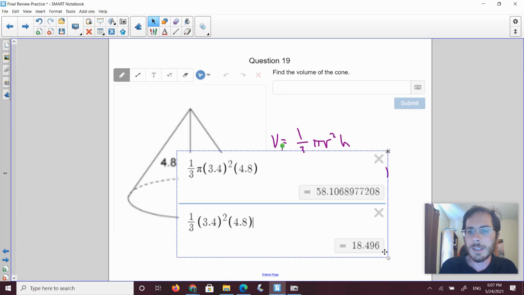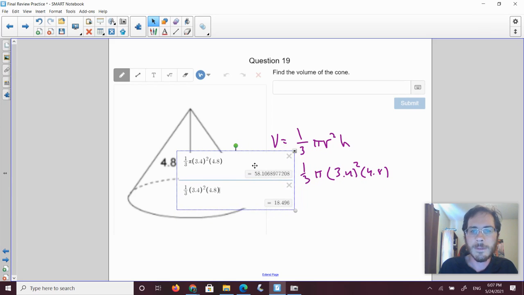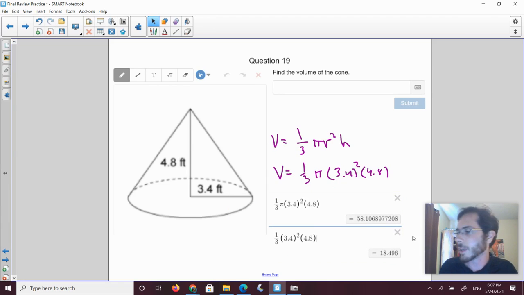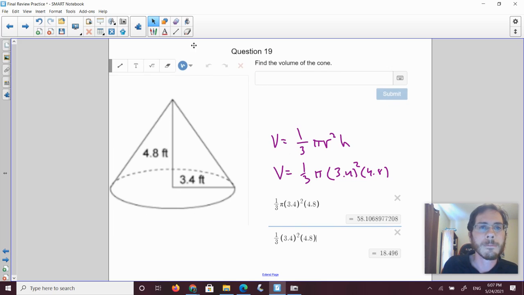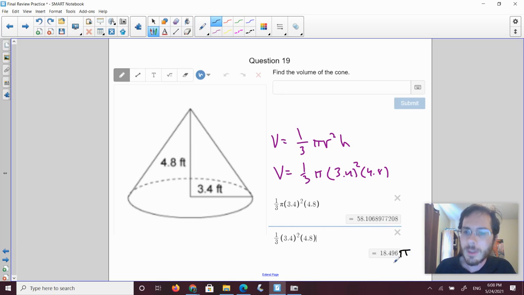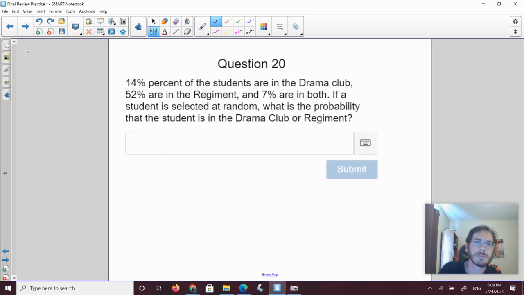So again, I can choose either one of these. If I decide I want to write a pi after the 18.496, I can just write one in. Write a little pi after that. So either one of those answers would be okay for the volume of a cone.